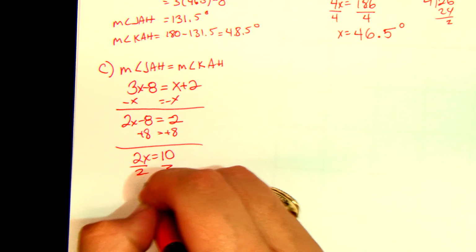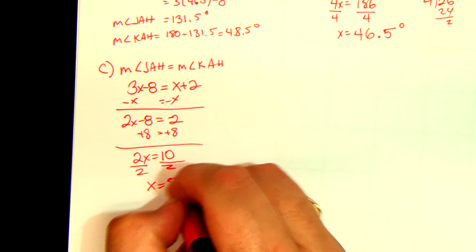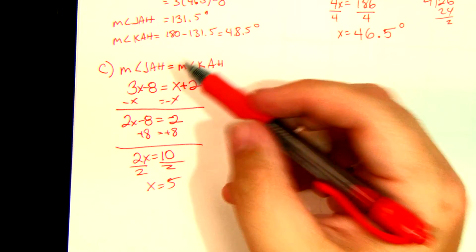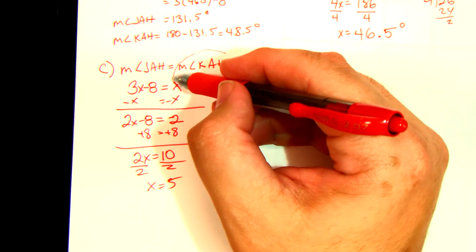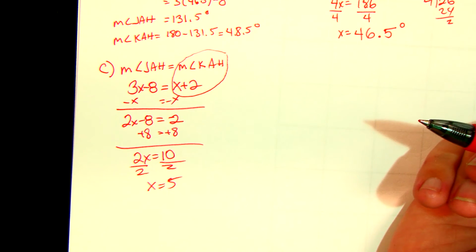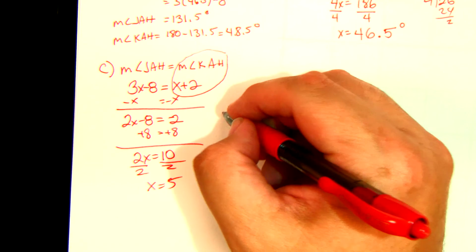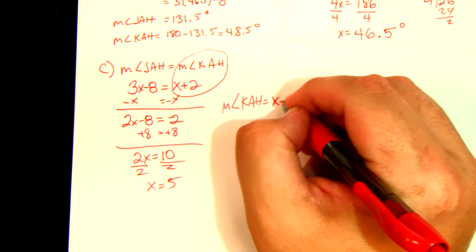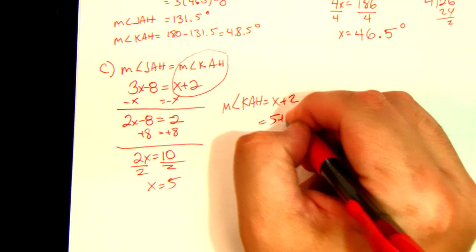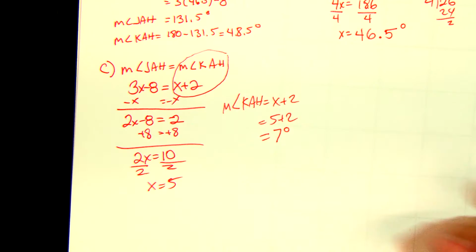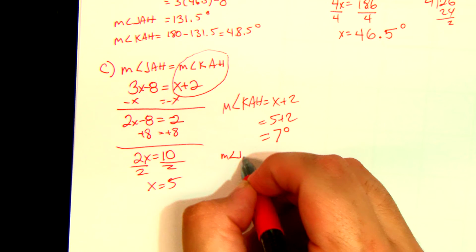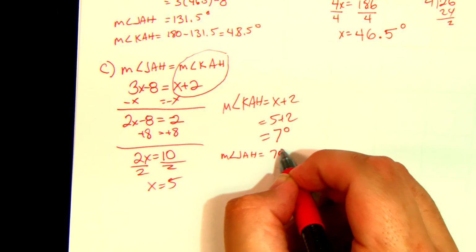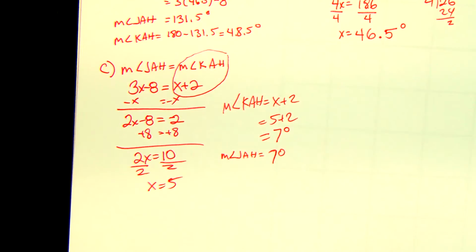Now, up here, I know that KAH is equal to x plus 2. That's the easiest one. So the measure of angle KAH is x plus 2, which is 5 plus 2, which is 7 degrees. So what's the measure of angle JAH? 7 degrees. Because they're equal to each other. And then we're done.